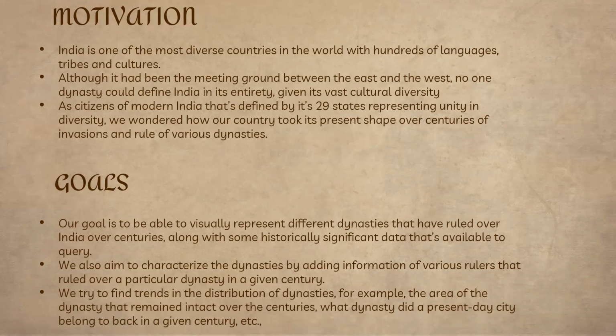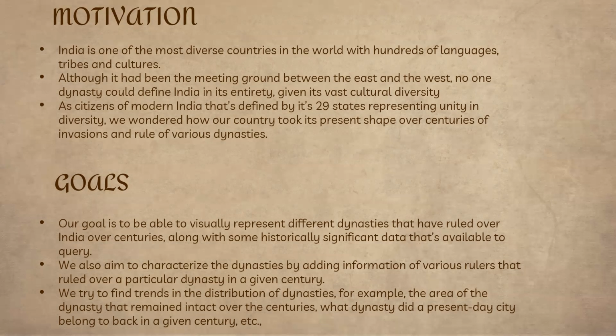We were wondering how our country took its present shape over centuries of invasions and rule of various dynasties. So from this motivation, we have chosen our goal to build a database system which can visually represent the maps of different dynasties of India over the centuries. Our goal is to visually represent different dynasties that have ruled over India, along with some historically significant data that's available to query.